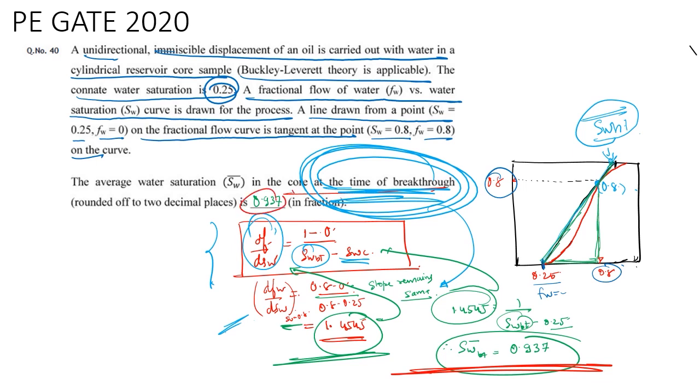Over here the catch was to identify this average water saturation at the breakthrough. Since it was given in the question that at the breakthrough we need to find out the average saturation, this was a very simple question, because already many hints were given in the question.